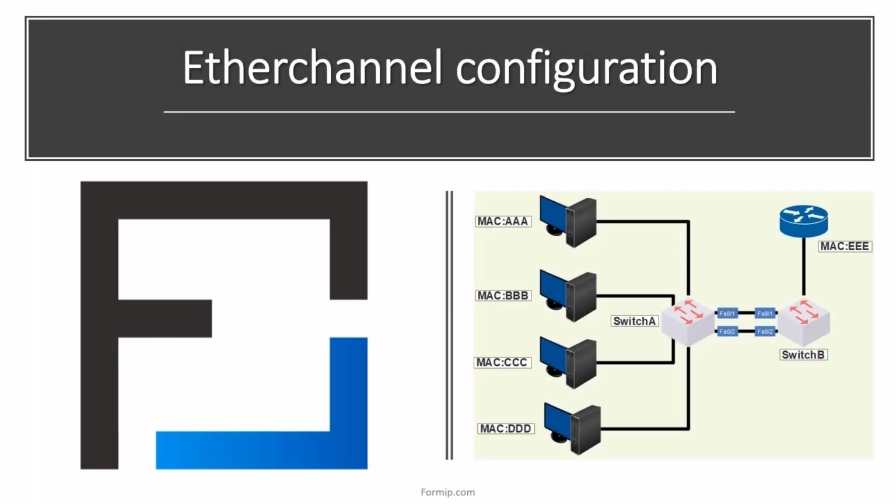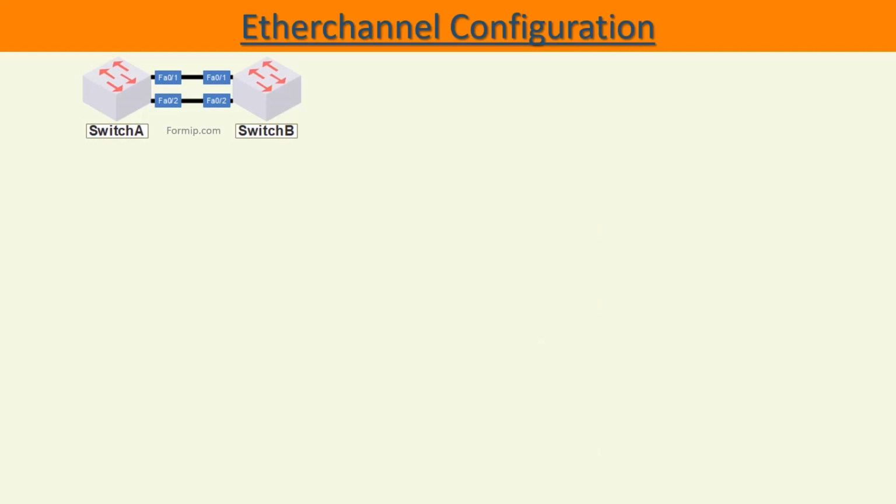In this course, we will see the configuration of PAgP of these options. On this network diagram, we have two switches, switch A and B, which are connected together by two links. We are going to group together the two interfaces of each switch. That is to say, the physical interfaces FA0/1 and FA0/2 to form only one logical link.